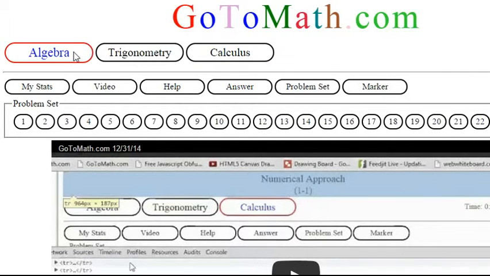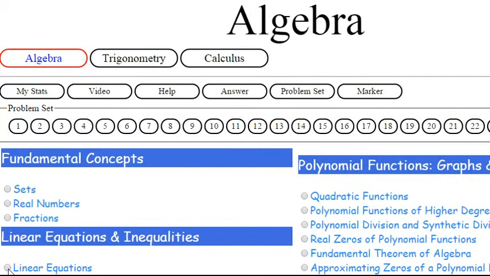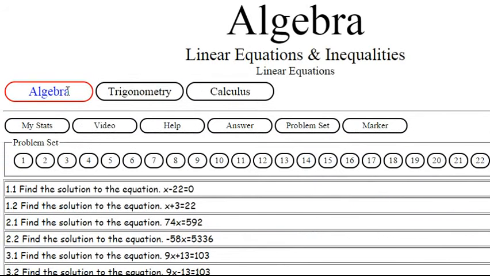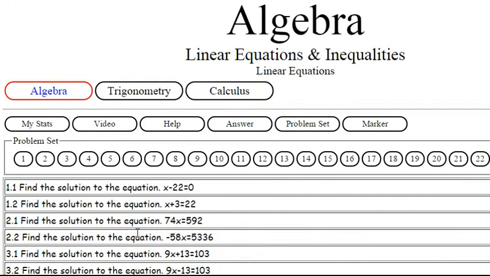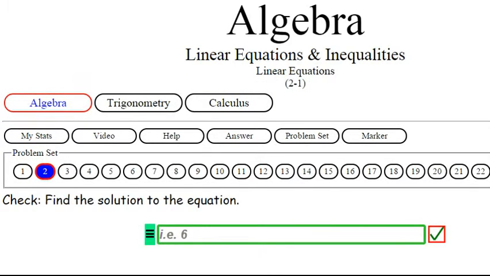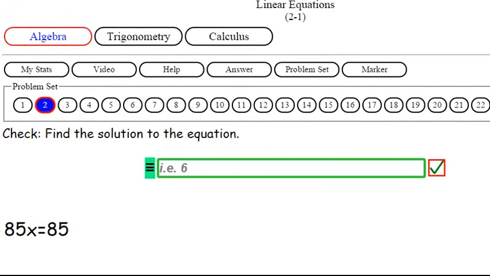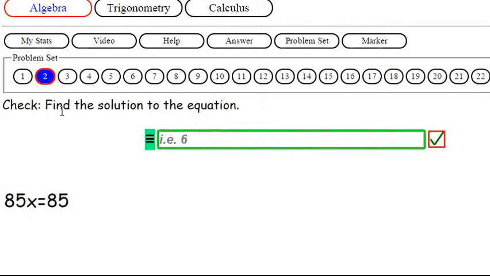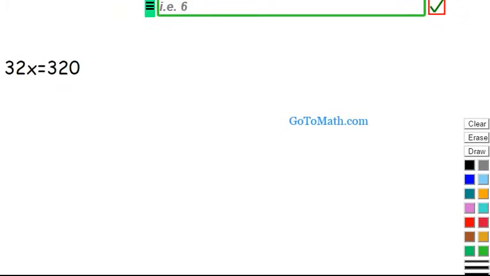Okay, we're over here at gotomath.com. If you didn't know, that's where you are. Let's go down to linear equations. We clicked on algebra and went to linear equations. I think we're doing 2.1. It asks, find the solutions to the equation, and let's do something different. How about that one? I don't know, it didn't really matter, but that just seemed kind of obvious maybe.